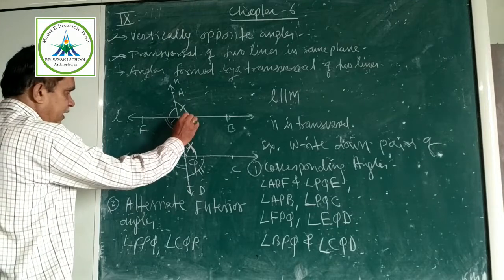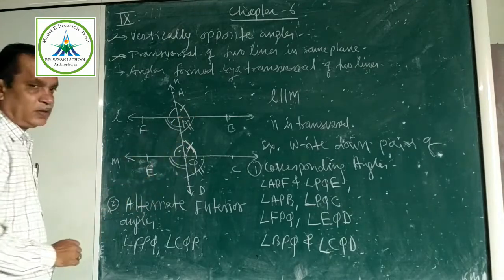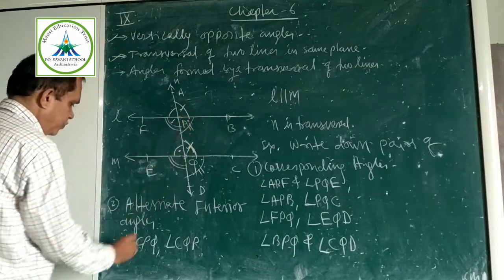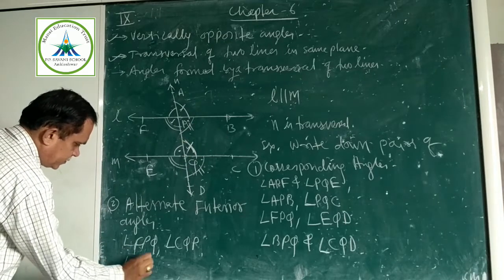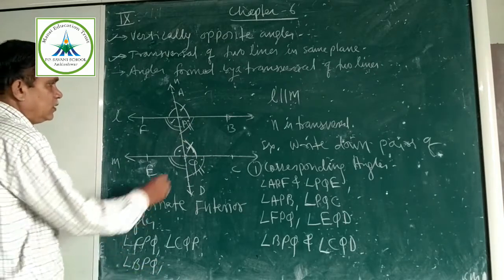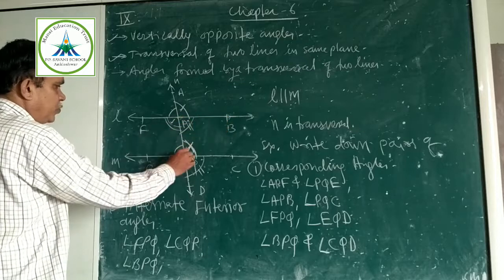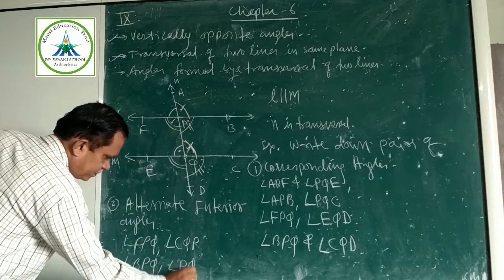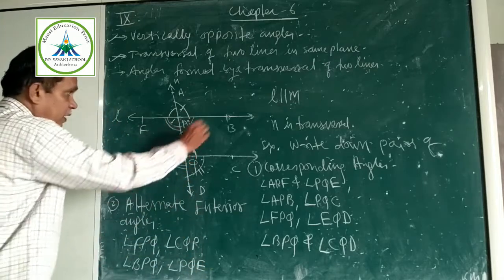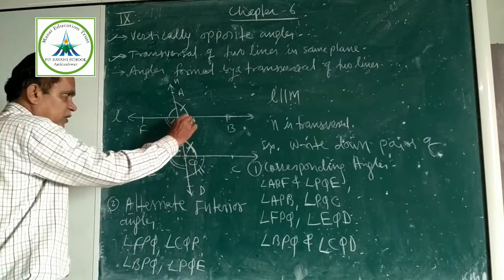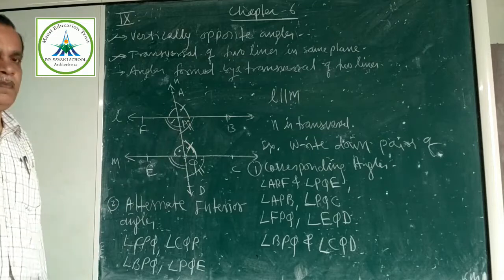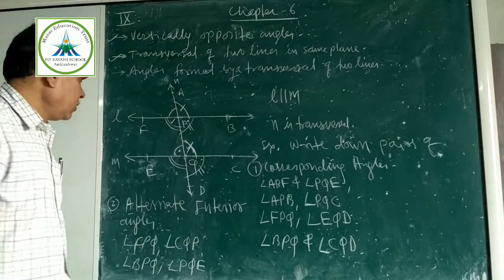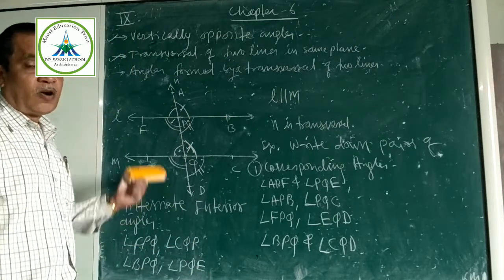Next, now see, the other pair, this angle and this angle. So angle BPQ and angle PQE. Run your finger like this. First mark, then name. Okay. Now see, third one, what is left?